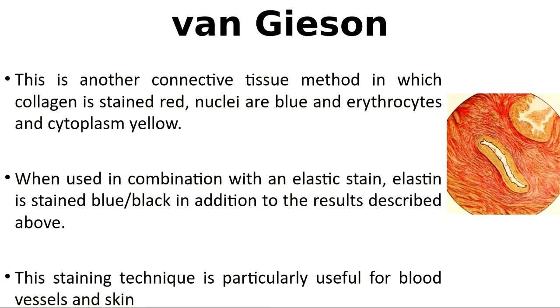Now next is Van Gieson stain. This is another connective tissue stain which appears red. So you should know which color it produces: red. Nuclei are blue, and erythrocytes and cytoplasm are yellow. This staining technique is particularly useful for blood vessels and skin. We may ask in the exam, where is Van Gieson stain used? To stain blood vessels and skin. If you know this much, you will get full marks.